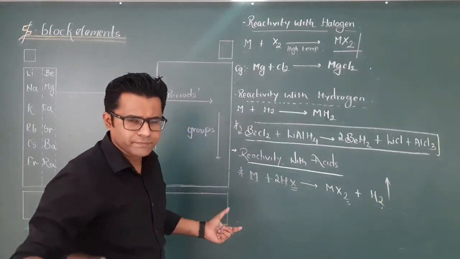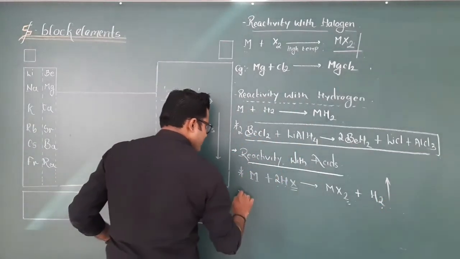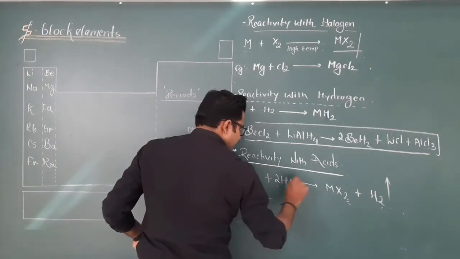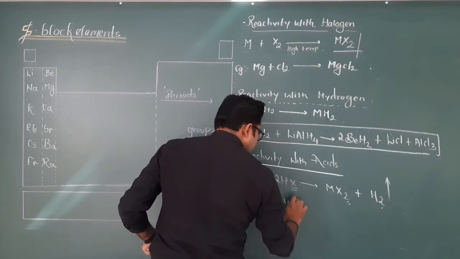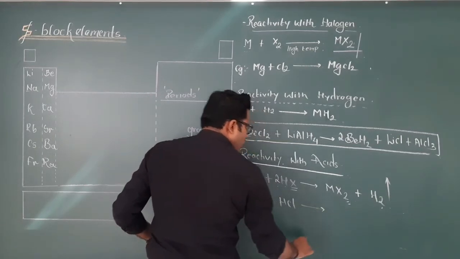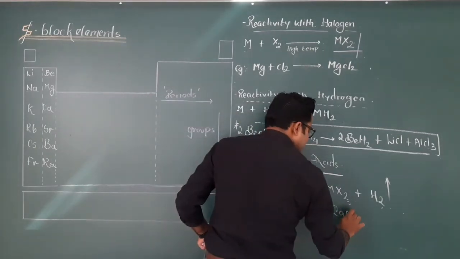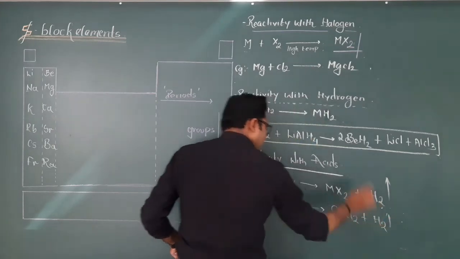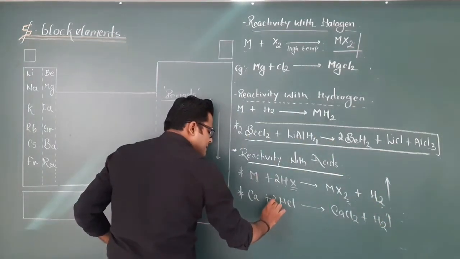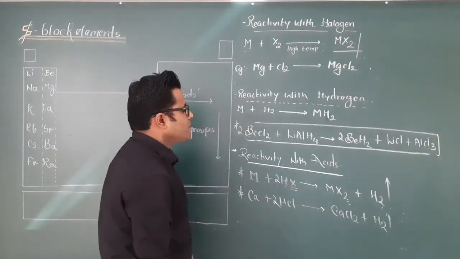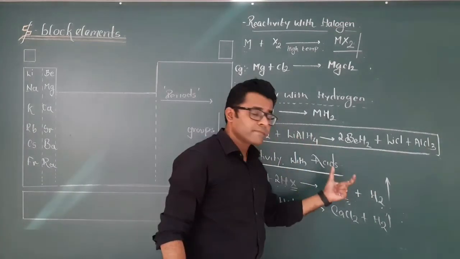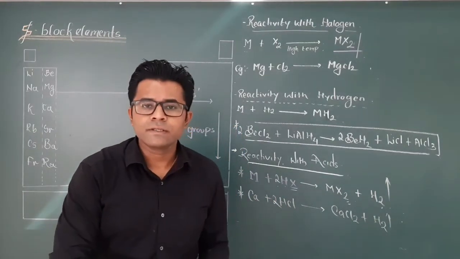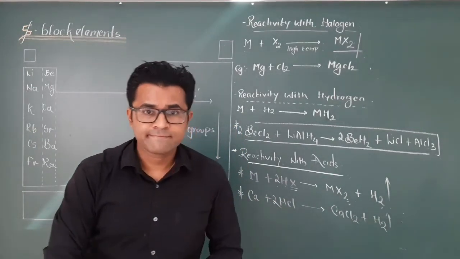Quite simple as that. Let's check one example, taking into consideration calcium. Let's say calcium reacts with HCl in order to give us CaCl2, plus hydrogen will be eliminated, and in order to balance this, let us take 2 here. So this is all about the reaction with the acids. Let's observe the next set of reactions.